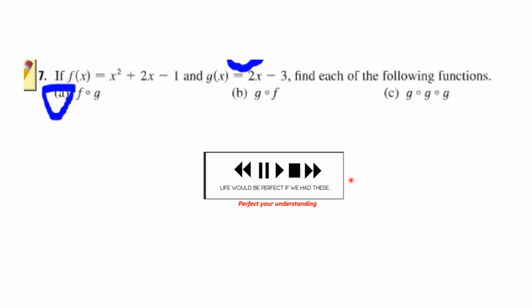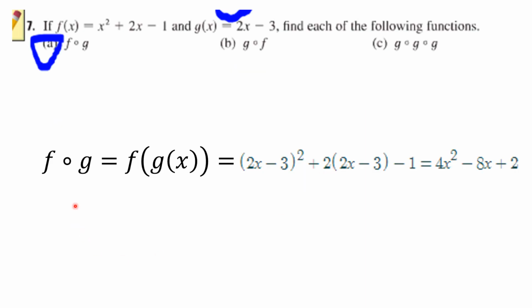Number 7, what we were supposed to do is come up with the composition of functions. This is f composed with g. Let's see how you did. So f composed with g is f of g of x. We plug all that in, do the simplification, and we get 4x squared minus 8x plus 2. And you all should remember from your algebra that f circle g is not the same thing as g circle f necessarily.